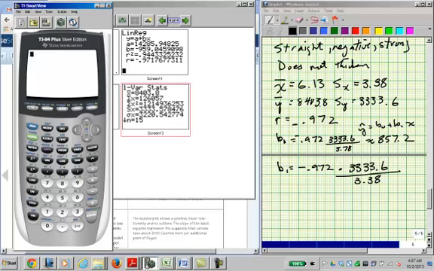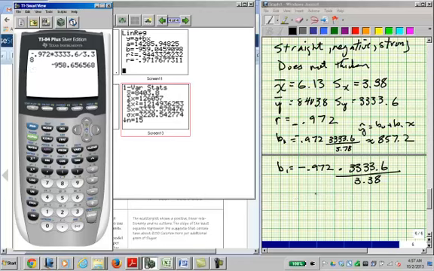So negative 0.972 times 3333.6 divided by 3.38. And that's pretty close to what the book has. So that's B sub 1.